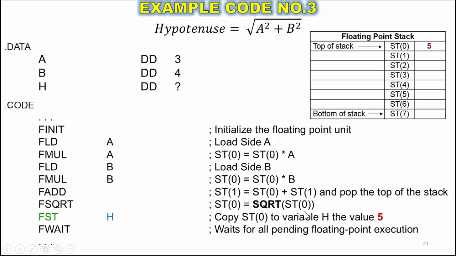The next command, fsth, copies the value at the top of the floating point stack at register st at index 0 to the variable h. Therefore, the variable h contains the value 5.